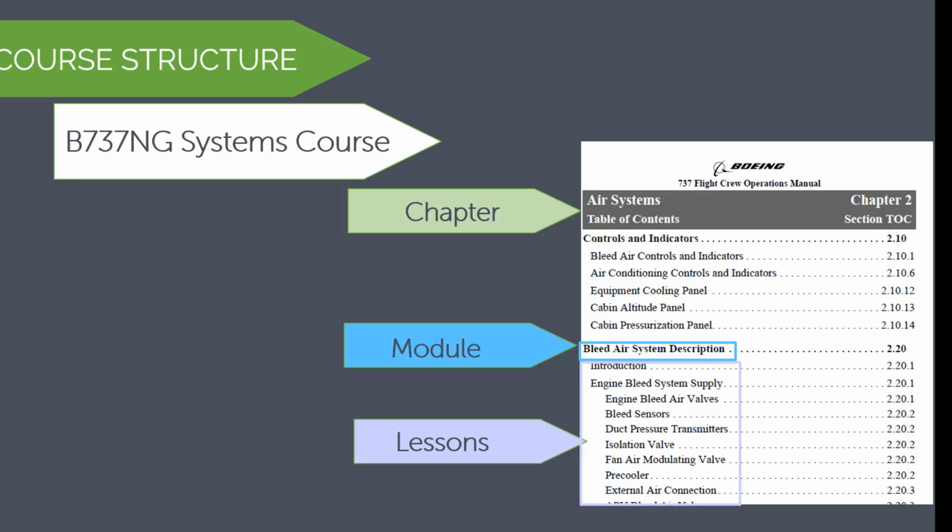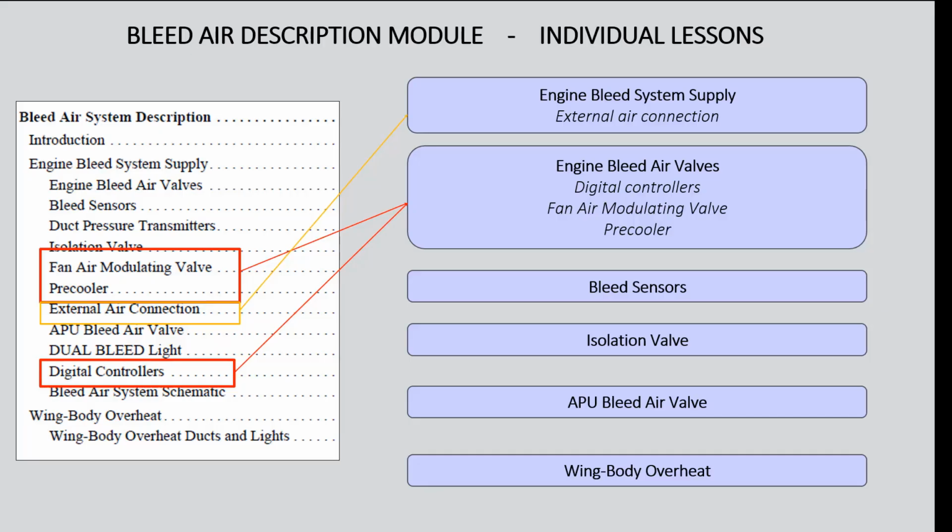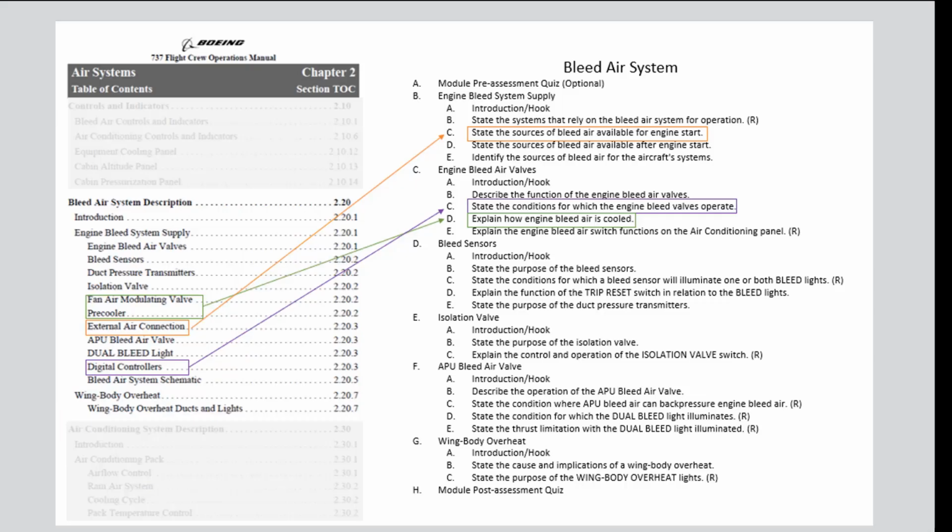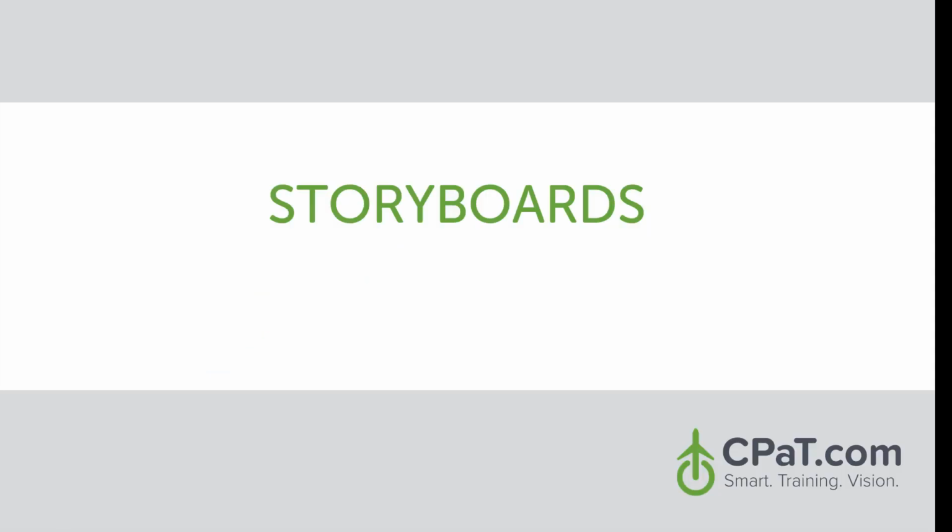So if you recall, we are breaking down the FCOM content into chapters, modules, and lessons. By now, you have selected a module to work on, you have reviewed the information in the FCOM for the module, and you have organized that content into lessons. You have also identified what the learner should be able to do by the time they have completed the lesson. Or, in other words, you have identified the learning objectives for each lesson.